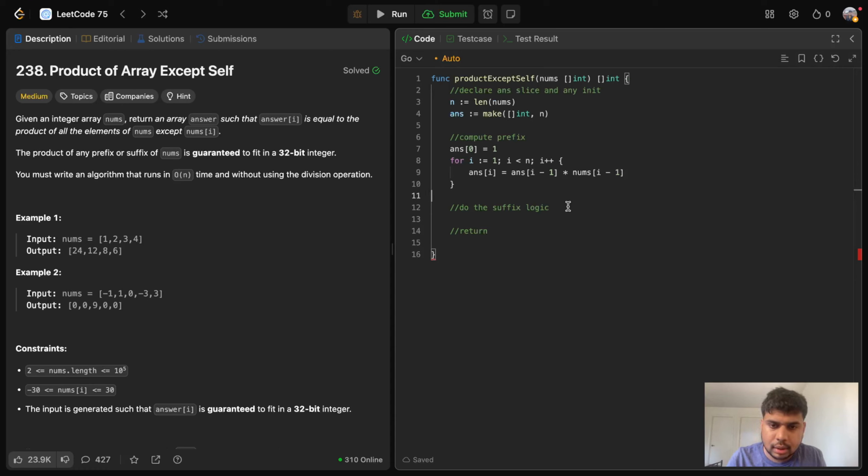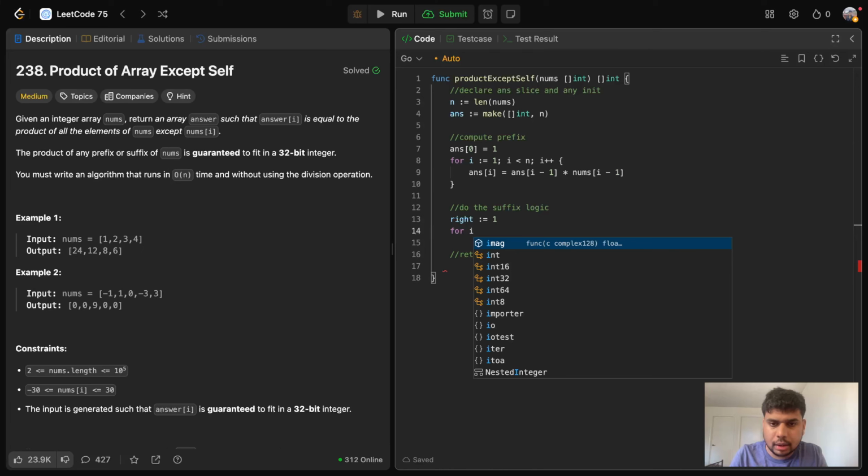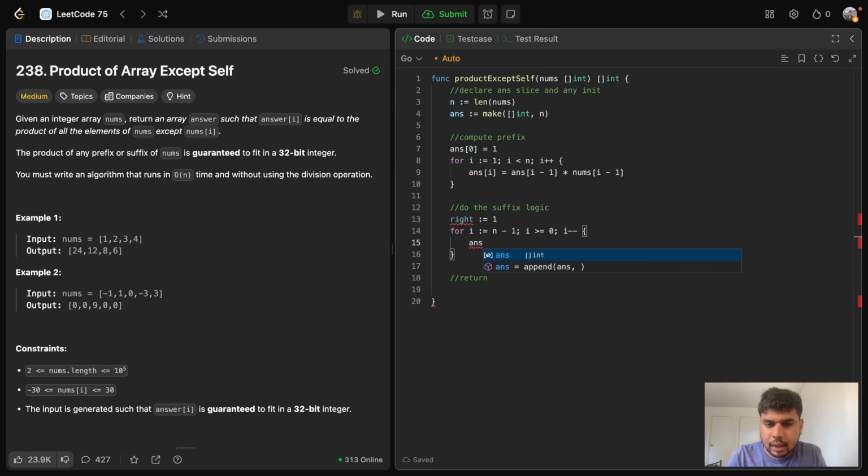So once you have this, initialize right, because we don't want to do the suffix array logic, extra space we don't want. Initialize right to 1, and then again create a loop. This time we are going from n minus 1 to 0. We are going backward, right to left. Answer of i, multiply it by right. So this basically means answer of i is equal to answer of i into right. This is a shorter way of writing it. And then update right: right is equal to right into nums of i. Okay, then you just return answer, because answer is already computed when you do this.